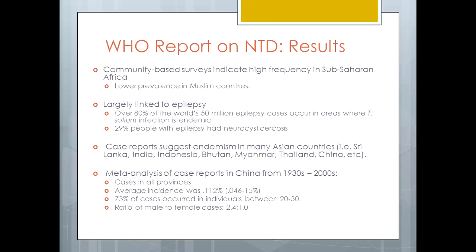And one really great meta-analysis that I found that they published from China that looked at cases over 7 decades found that there was cysticercosis cases reported in every province in China, and that 73% of cases occurred in individuals between 20 and 50 years of age. Not so surprising, that's the majority of most populations. The really interesting part was that they found a ratio of male to female cases of 2.4 to 1. That's pretty different, and it would be really interesting to see if this could be reproduced in other regions of the world.